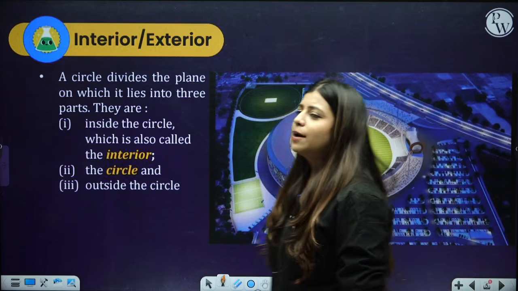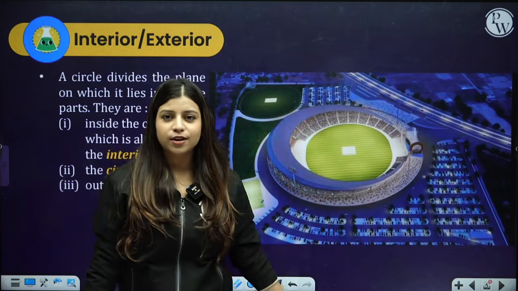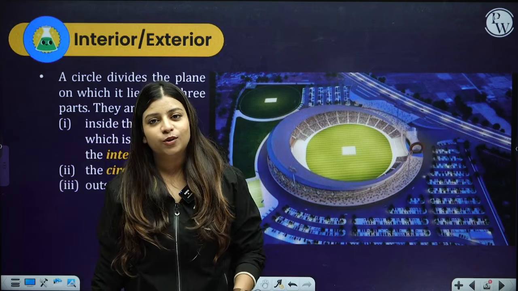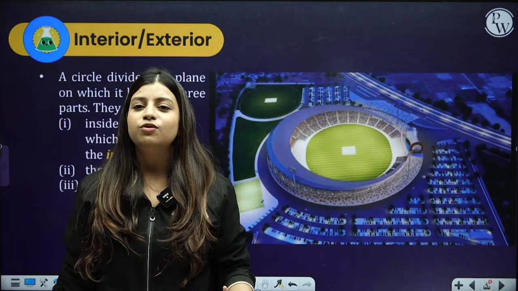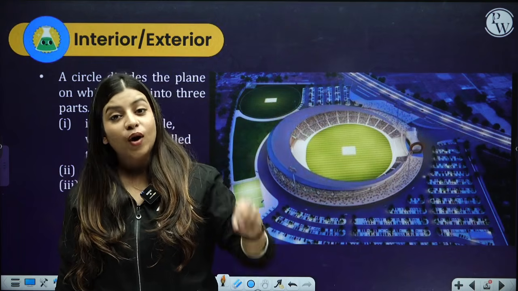Now let's talk about when we draw a circle on a plane. For example, I have drawn a circle on the previous slide. How many parts does that circle divide the plane into? That circle divides the plane into three parts. What are those three parts? Exterior of the circle, interior of the circle, and on the circle.